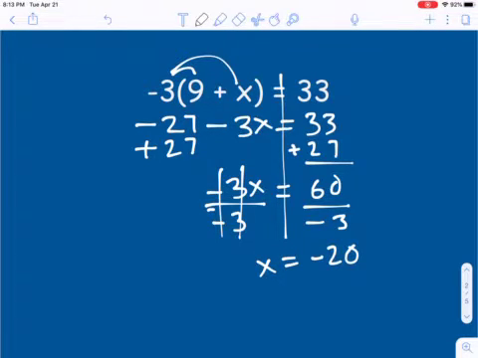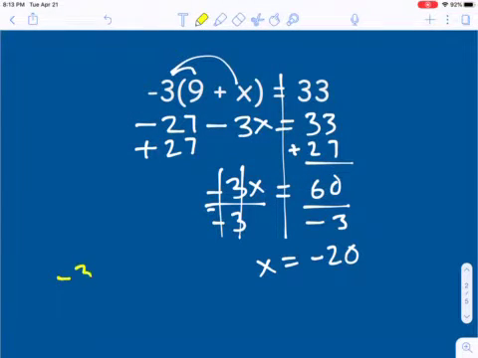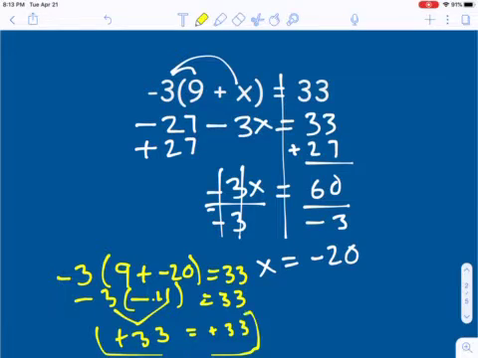And then the last step that I like to do, and I'll do this in a different color so you can see it, is I like to, at least in my head, put it in the equation to see if it works. And I've caught more mistakes doing this. All right, so 9 plus -20 is -11 times -3 equals positive 33. Well, let's see. 3 times 11 is 33. And negative times negative is positive, so they equal. And that's what we want. So let's look at another one.